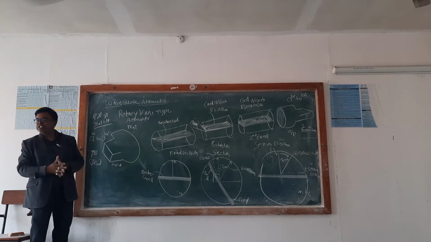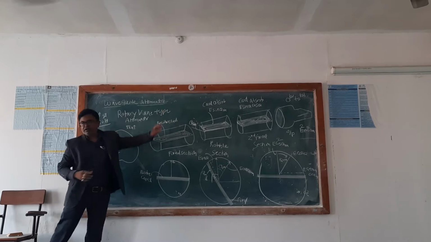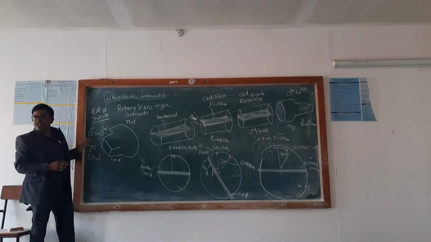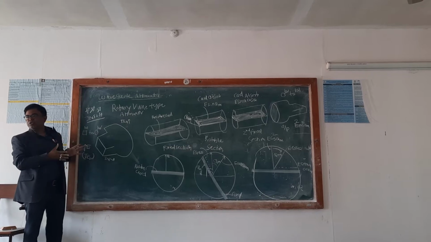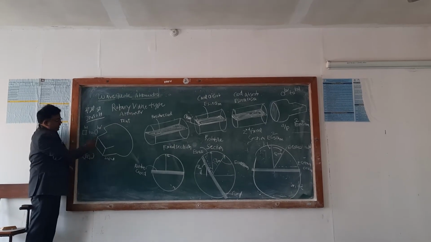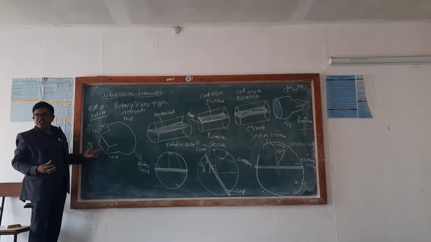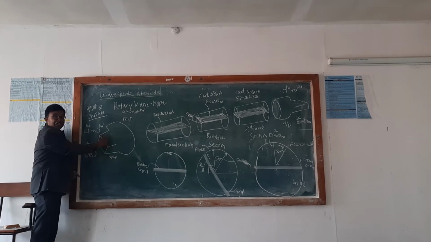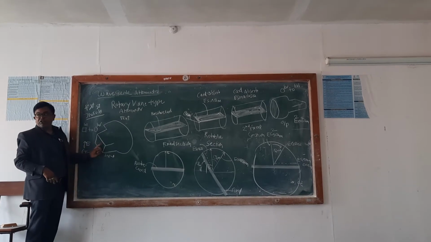For understanding these rotary vane attenuators, this is the diagram. Here you can see that the diagram looks complex, but it is very easy to understand. This is the first portion of the rotary vane attenuator. This is the rectangular waveguide.